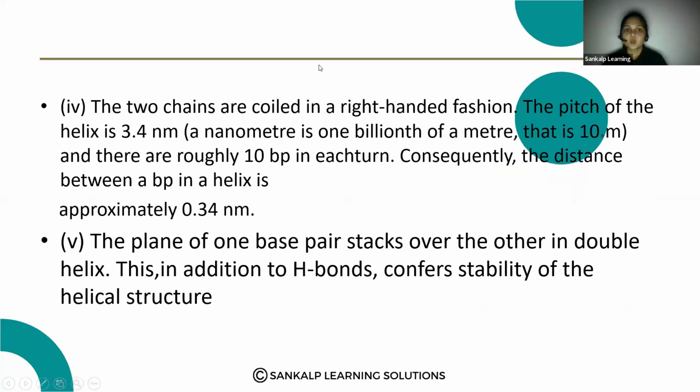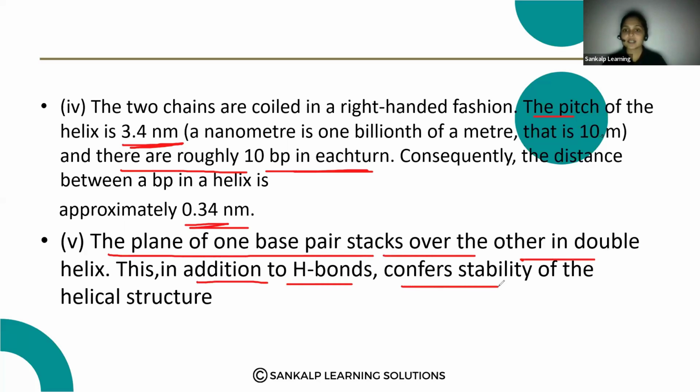The two chains are coiled in a right-handed fashion, and the pitch of each helix is 3.4 nanometers, with roughly 10 base pairs in each turn. So the distance is approximately 0.34 nanometers between the planes of one base pair and the next, which stack over each other in the double helix. In addition to the hydrogen bonds, this confers stability on the helical structure. So these are the characteristics of the double helical model of DNA.